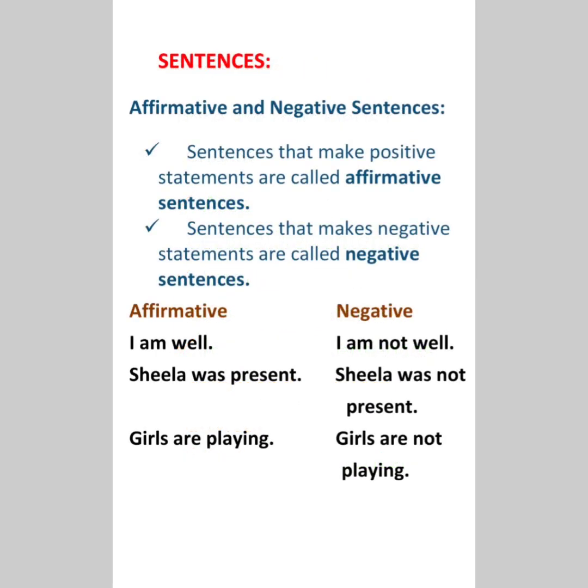First we see affirmative and negative sentences. A sentence that makes positive statements is called an affirmative sentence. The sentences that make negative statements are called negative sentences. For example, affirmative sentences: I am well. She was present. Girls are playing. Negative sentences: I am not well. Sheila was not present. Girls are not playing.